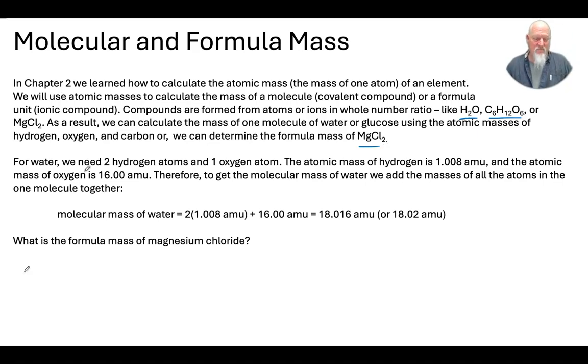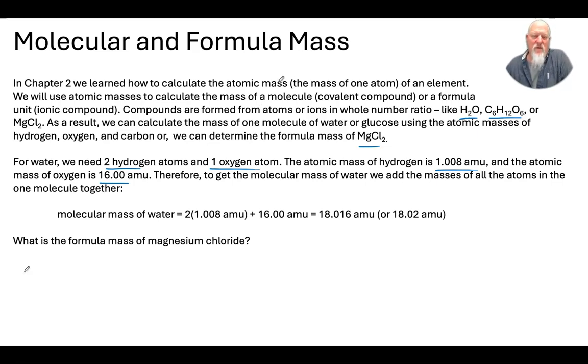For example, for water, we know there's 2 hydrogens and 1 oxygen. So there's 2 hydrogen atoms and 1 oxygen atom. That means we're going to need the atomic mass of hydrogen and the atomic mass of oxygen. If we look on the periodic table, the atomic mass of hydrogen is 1.008 AMU. Remember, those were atomic mass units. And the atomic mass of oxygen is 16.00. Depending on the periodic table, it might read like 15.9998 or something like that. A lot of times it's rounded to 16.00. But you can use more significant figures.